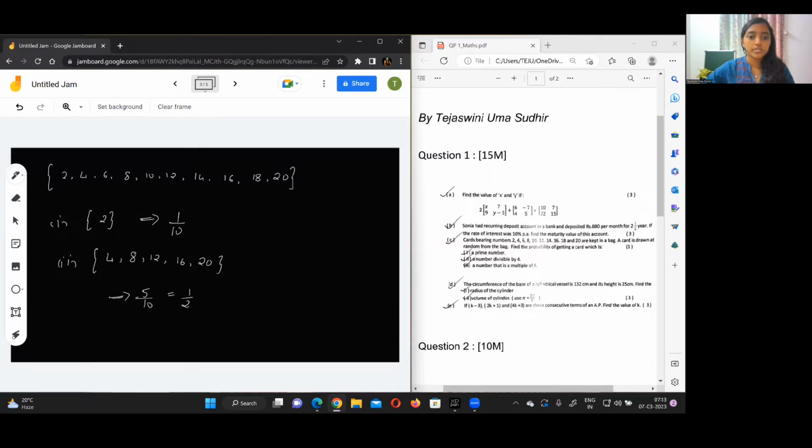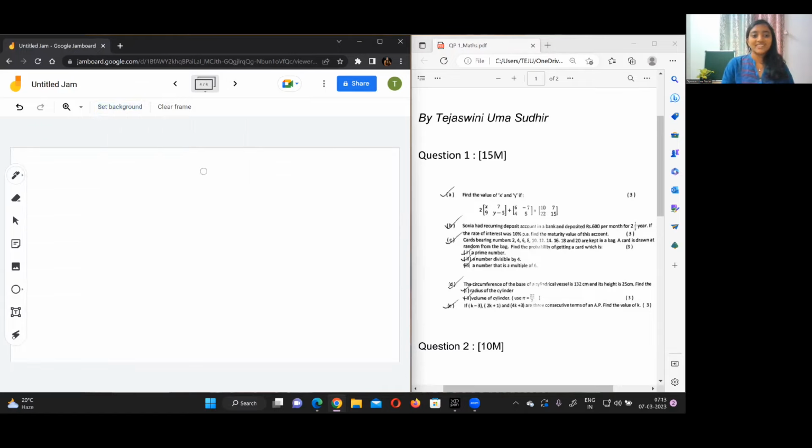Then your third bit is to find a number that is a multiple of 6. 6 is a multiple of itself. So your set would be 6, 12, 18, right? So your probability would be nothing but 3 by 10. This is your third question. Simple and a direct 3 marks.